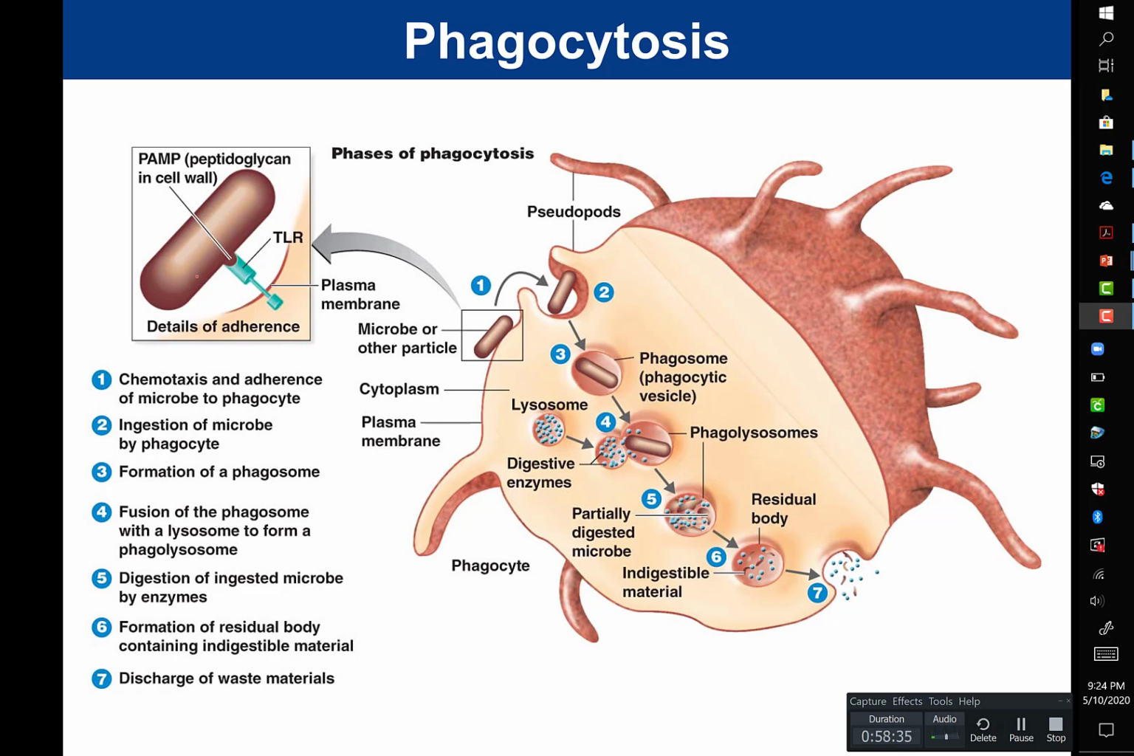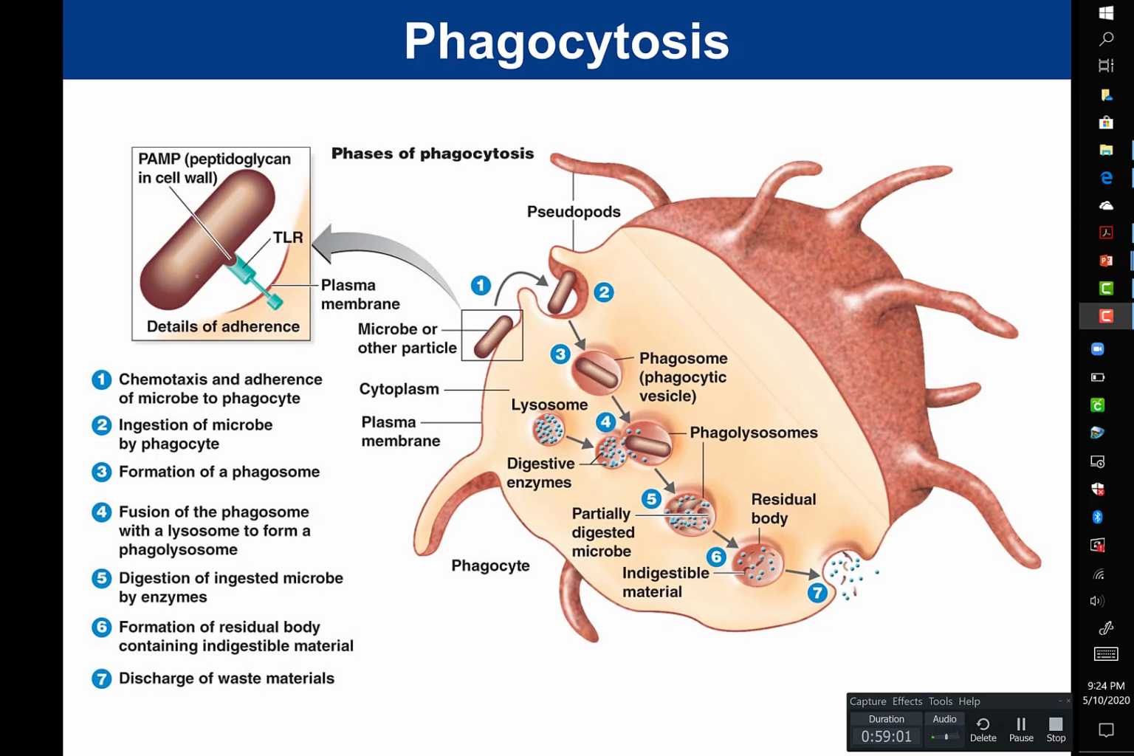Those PAMPs serve as red flags for phagocytes and other cells of innate immunity. Bacterial PAMPs are typically either peptidoglycan or LPS, lipopolysaccharide, which remember is found in the outer membrane of gram-negative bacteria. Viral PAMPs often include double-stranded RNA.